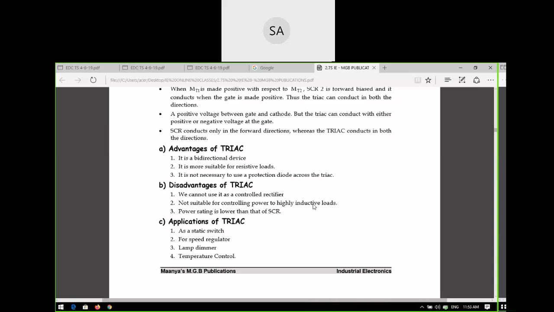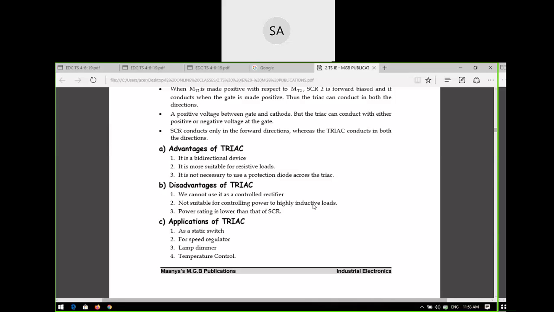Next, the other disadvantage the TRIAC has is that it is not suitable for controlling highly inductive loads. If the loads have inductance, the inductive loads cannot be controlled using it, whereas for resistive loads it is very much useful, but for inductive loads it is not much useful. And the power rating of the TRIAC is lower than the SCR.